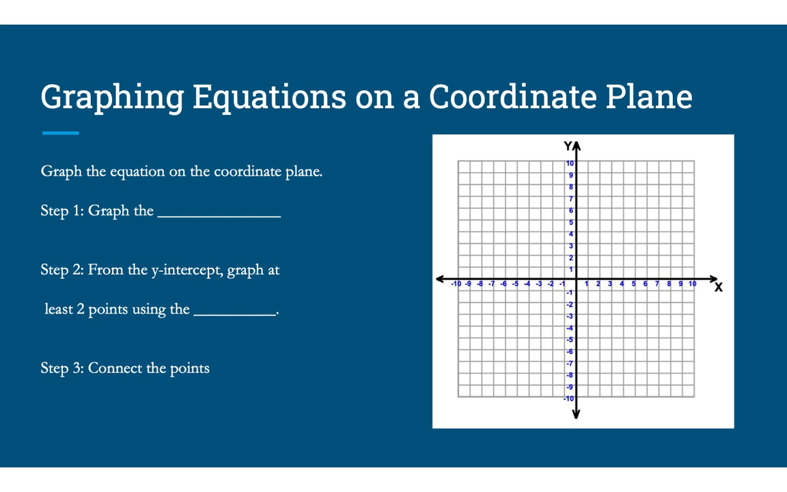Graphing equations is something that we can do once we have figured out what it is in slope-intercept form. Sometimes we've been given the information, sometimes we haven't. So to graph the equation on the coordinate plane, the first thing we do is graph the y-intercept. It is always graph the y-intercept. And from there, graph at least 2 points using the slope. I like to think about them as one above, or one to the right, and one to the left of the y-intercept.